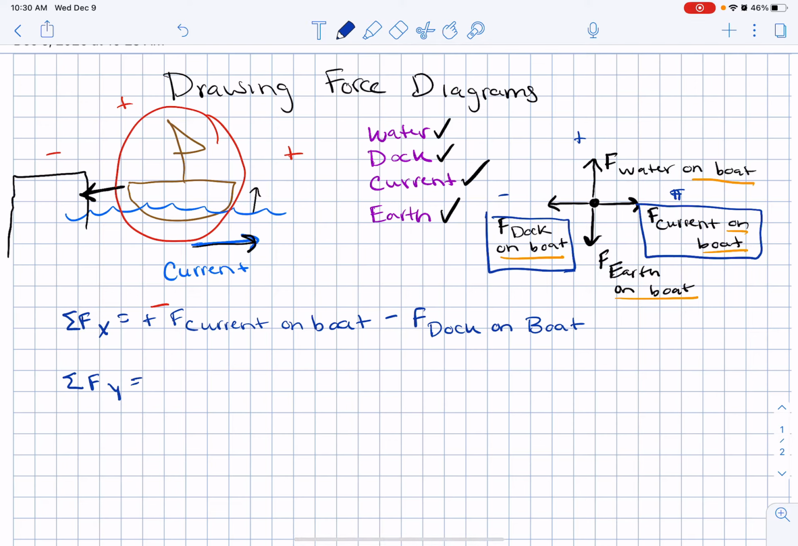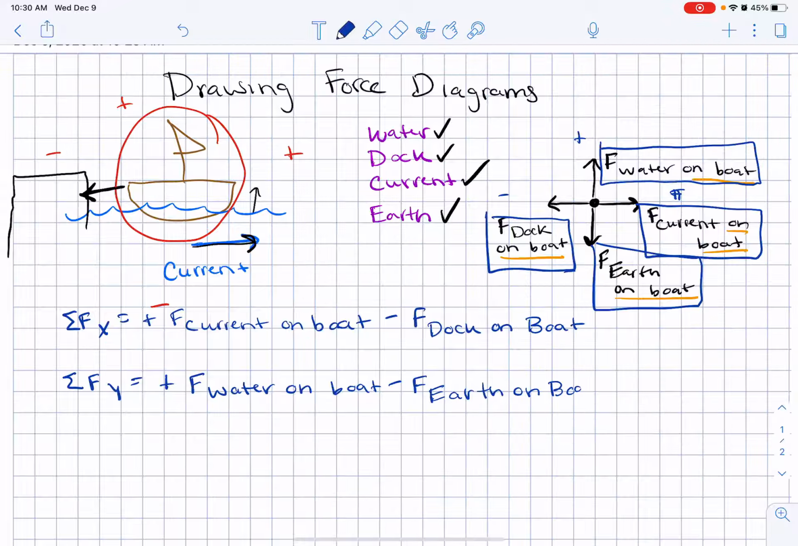Now let's look at the vertical direction. In the positive, we have the force the water exerts on the boat. So I'm going to put positive force water on boat. And in the negative direction, we have the force the earth exerts on the boat. So I'm putting negative force earth on boat. And so now we have a completed force diagram with a sum of the forces statement based on it.